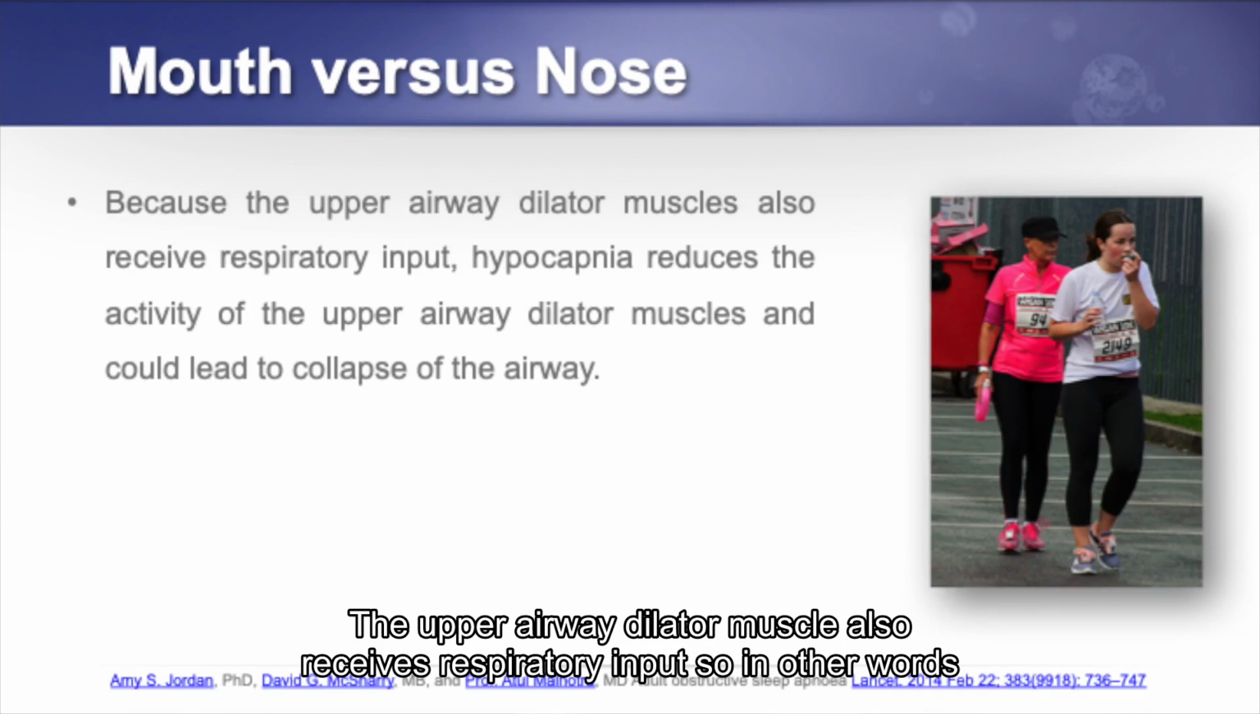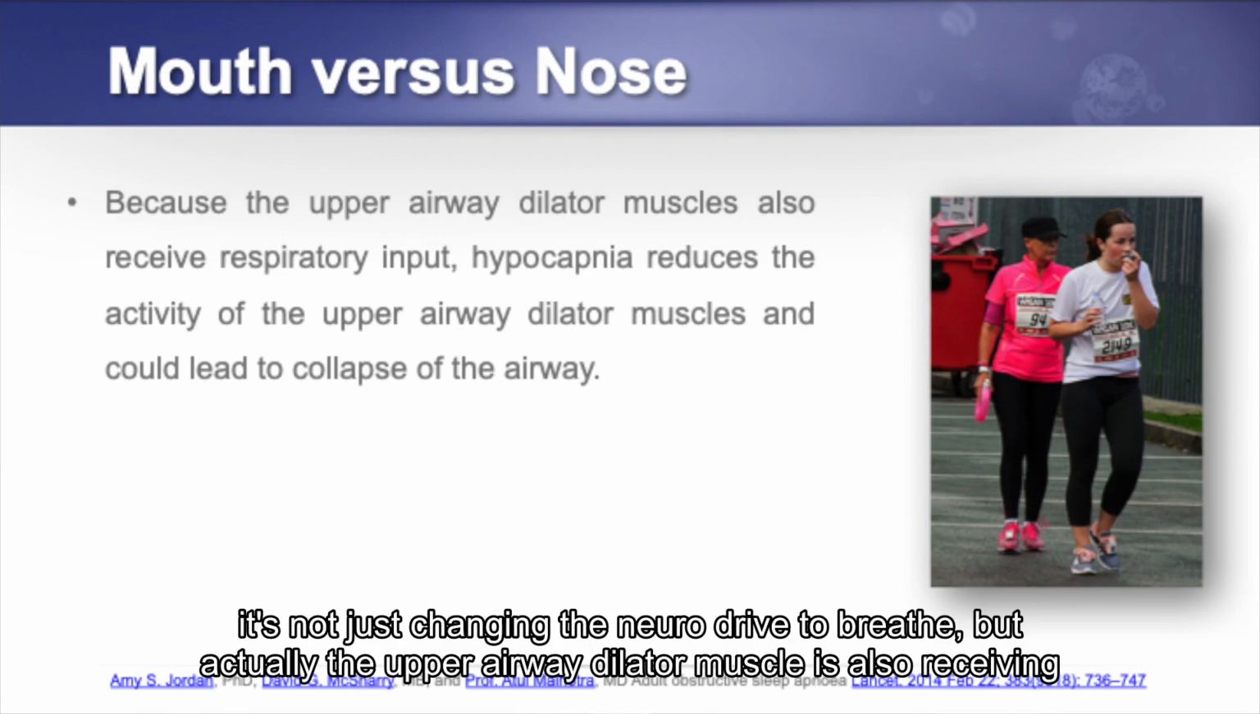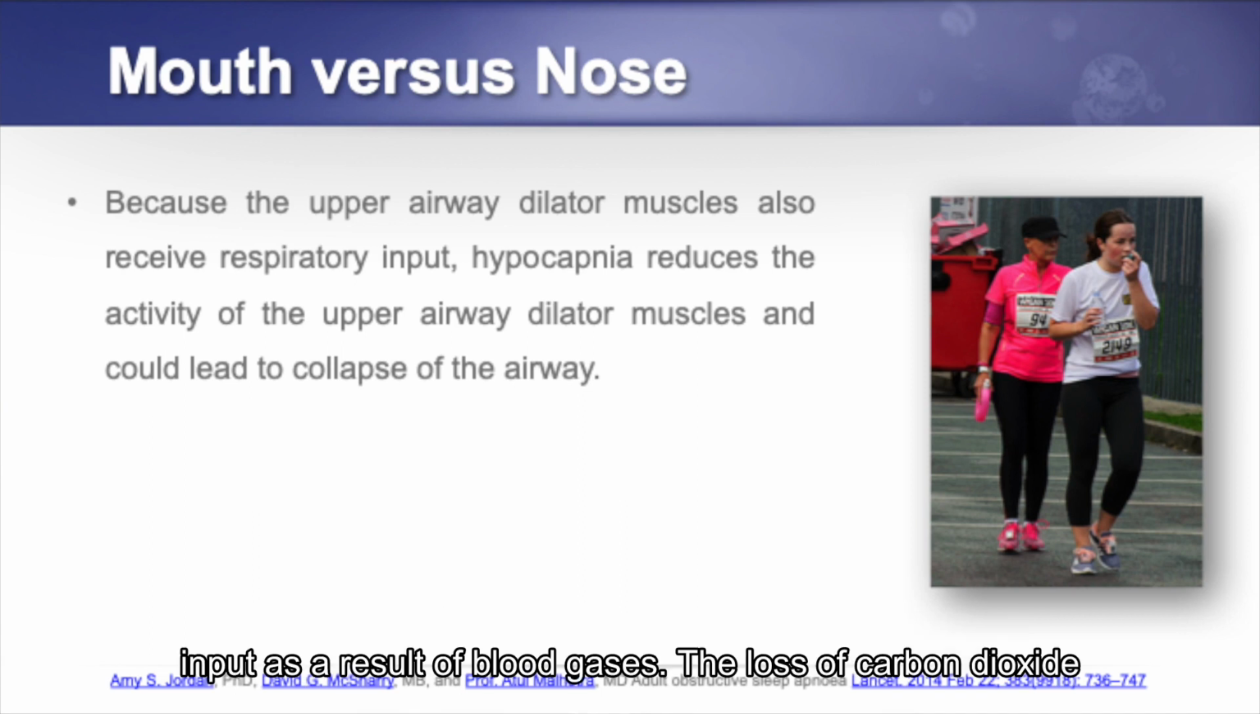The upper airway dilator muscle also receives respiratory input. So in other words, hypocapnia, which is too low CO2. It's not just changing the neural drive to breathe, but actually the upper airway dilator muscle is also receiving input as a result of blood gases.